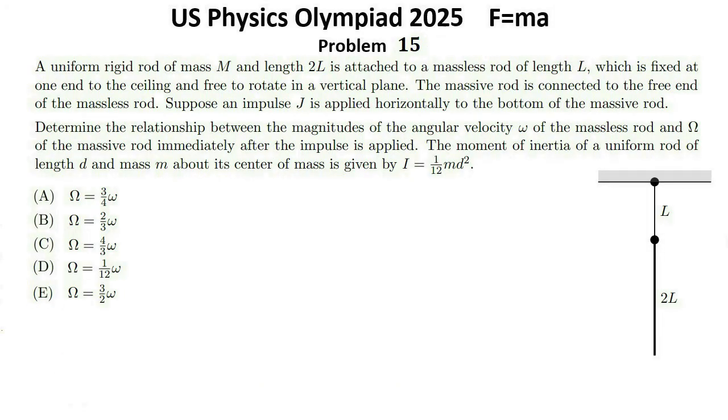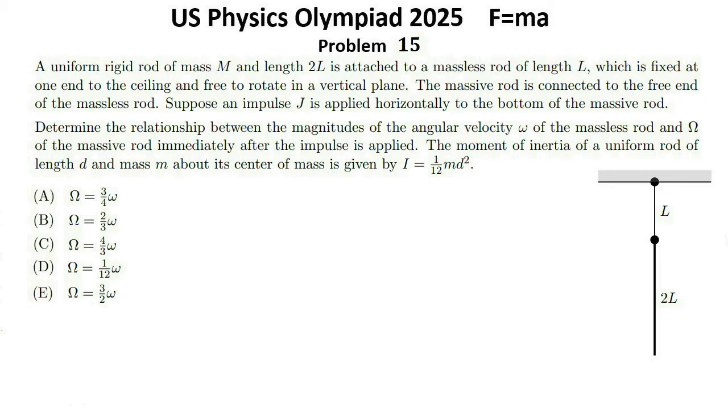Problem number 15. A uniform rigid rod of mass m and length 2L is attached to a massless rod of length L, which is fixed at one end to the ceiling and free to rotate in a vertical plane. The massive rod is connected to the free end of the massless rod. Suppose an impulse J is applied horizontally to the bottom of the massive rod.